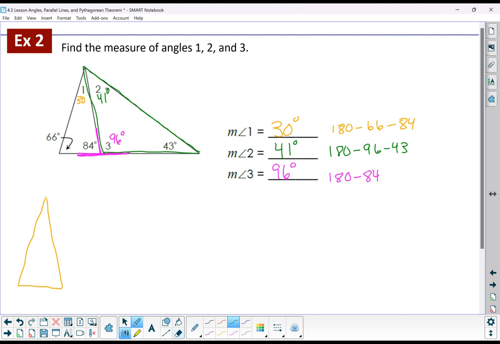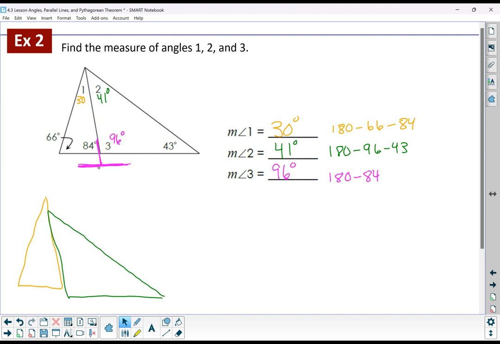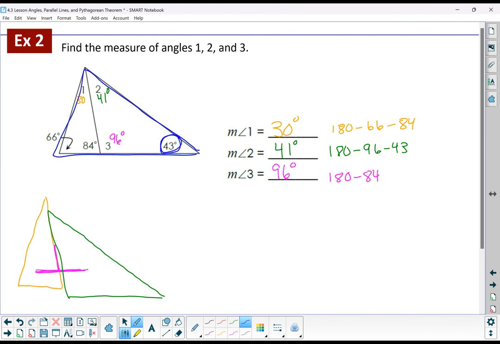Now, in this diagram, there's kind of a cool way to check your work. If you focus on that largest triangle, it has 3 angles as well. It has an angle of 43, an angle of 66, and then the third angle is these two added together, which is 71. If we add those 3 numbers together, we should get 180.